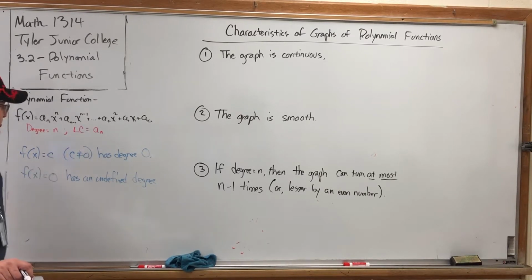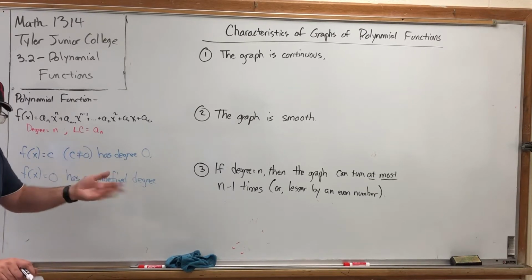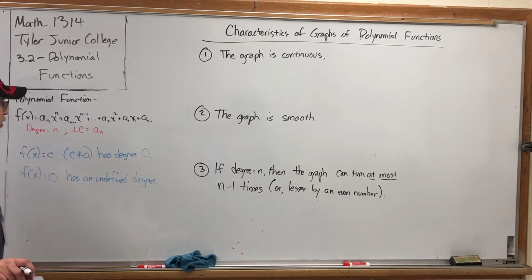Although I didn't write it, there were stipulations. The exponents had to be whole numbers, so 0, 1, 2, 3, 4, 5, etc. And the coefficients had to be real numbers, so no imaginary numbers allowed. The highest power is called the degree. The coefficient in front of the highest power was called the leading coefficient.